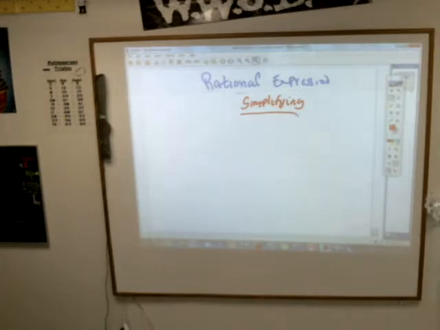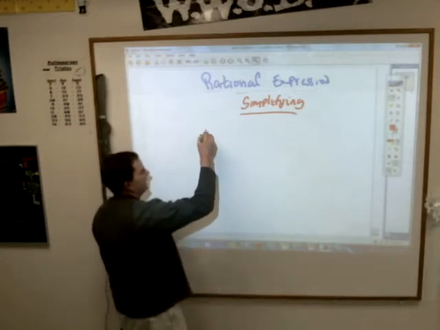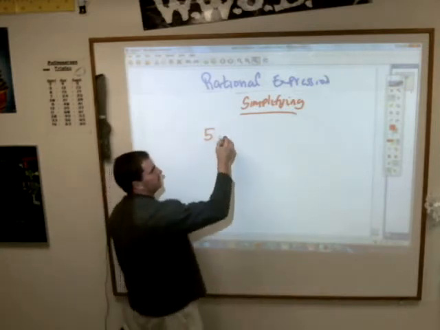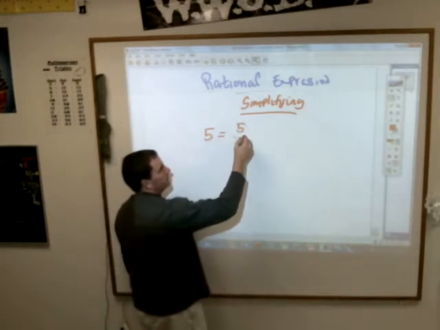A number that is not a decimal isolated. A square root of a number that doesn't work out. But technically, a rational number is any number that can be expressed as a fraction. Any number that can be made a fraction is a rational number. For example, is 5 a rational number? Yes, because you can make 5 a fraction by putting it as 5 over 1.